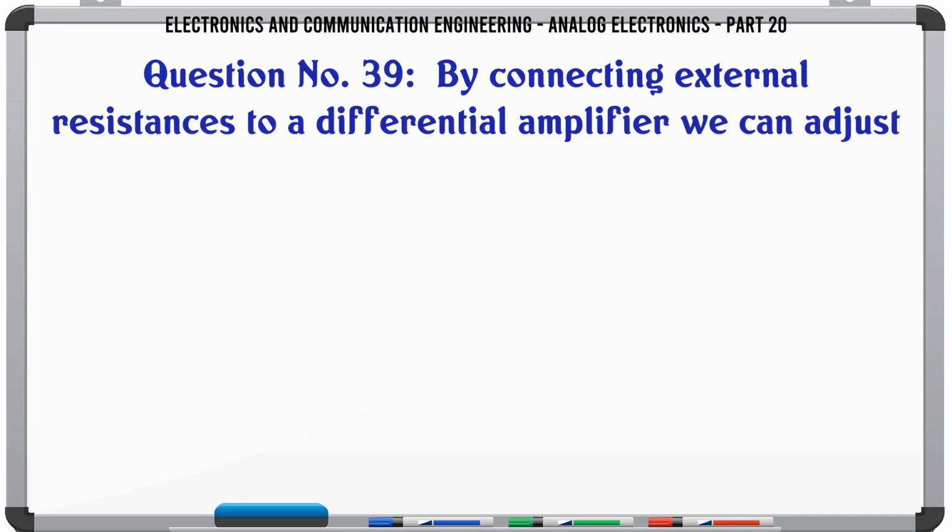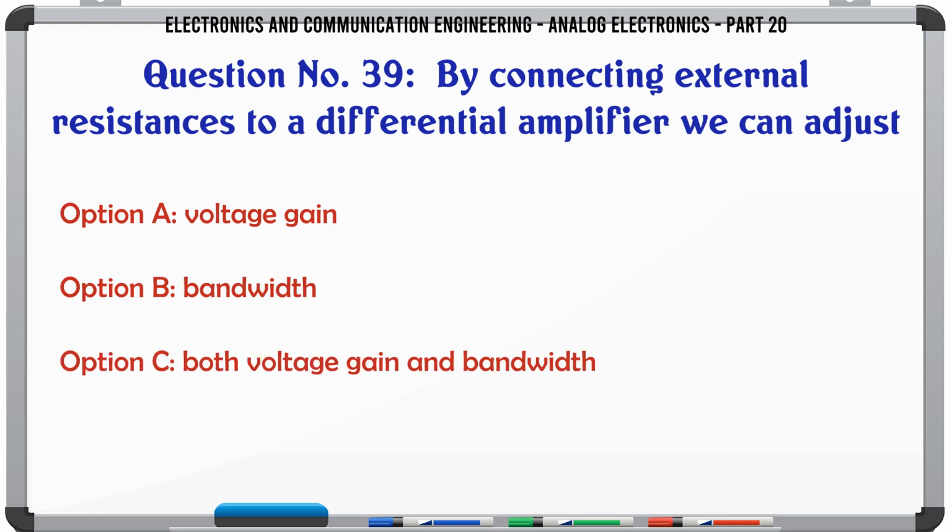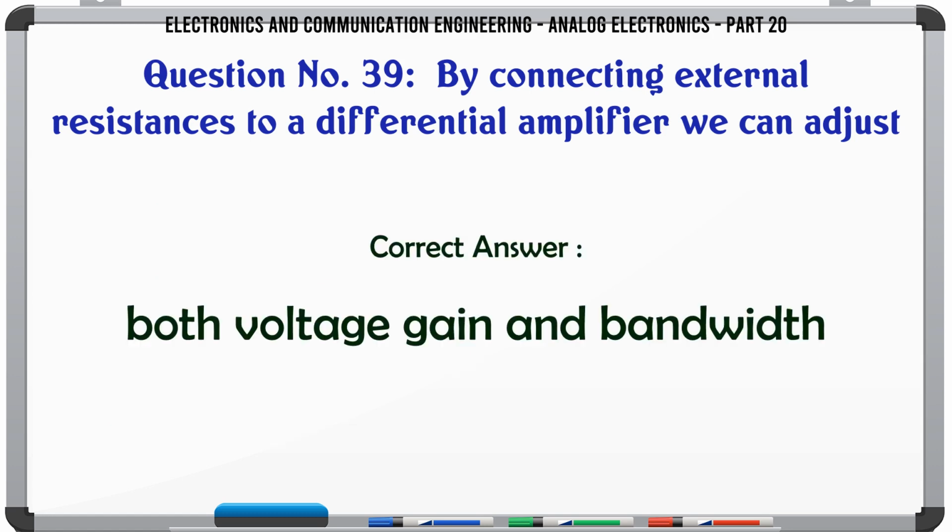By connecting external resistances to a differential amplifier, we can adjust A. voltage gain, B. bandwidth, C. both voltage gain and bandwidth, D. none of the above. The correct answer is both voltage gain and bandwidth.